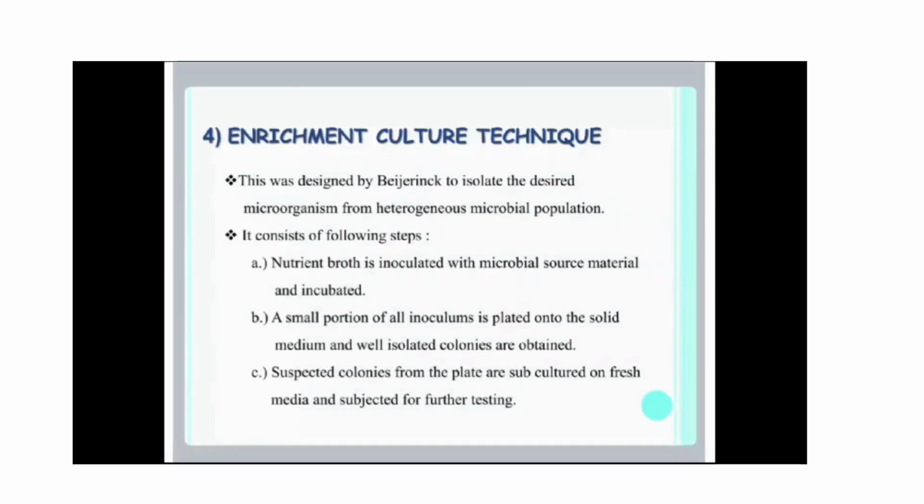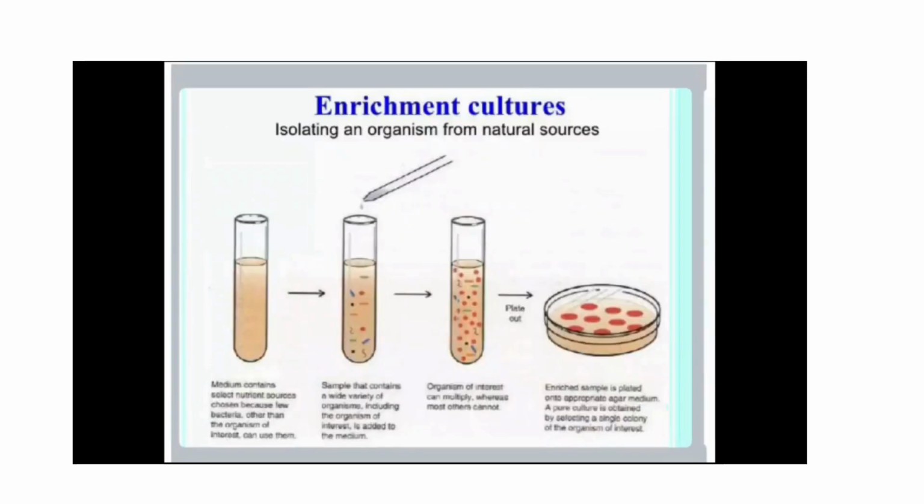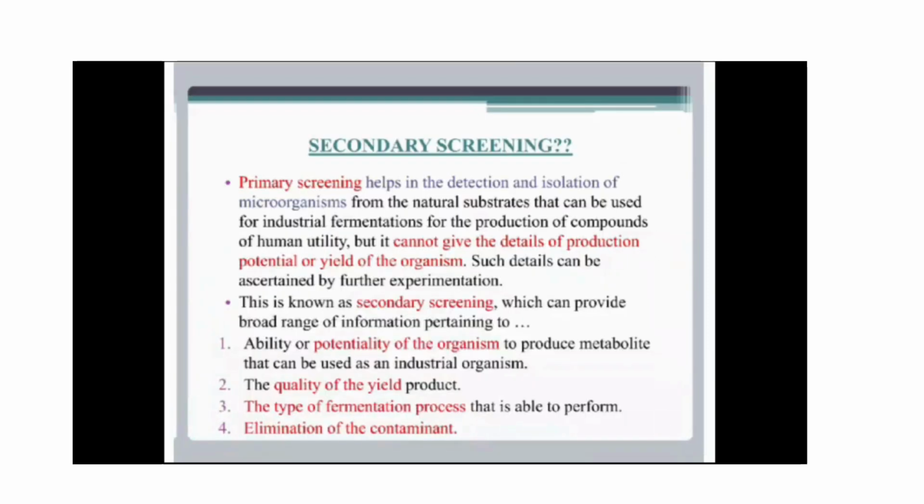The fourth technique is the enrichment culture technique. This was designed by Beijerinck to isolate the desired microorganism from a heterogeneous microbial population. It consists of the following steps: the nutrient broth is inoculated with the microbial source and incubated. A small portion of the inoculum is plated. Suspected colonies from the plate are subcultured on fresh media. This is isolating an organism from a natural source.